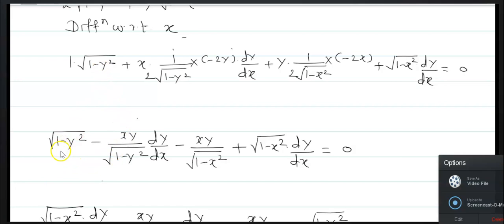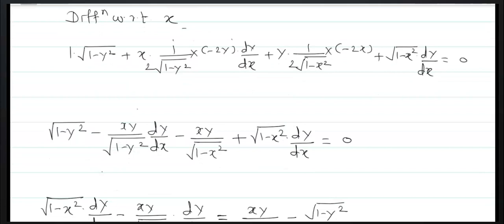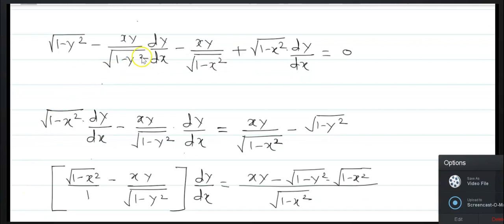Here is a normal simplification: root of 1 minus y square minus xy. These two get cancelled. Minus again xy root of 1 minus x square plus root of 1 minus x square into dy by dx equals 0. Next, collect the terms of dy by dx. This is the first, and this is root of 1 minus x square into dy by dx. Take dy by dx as common, and these are the remaining terms. This is a plus, it becomes minus. This minus will become plus again, and now simplify this.